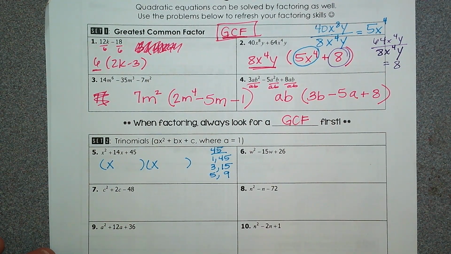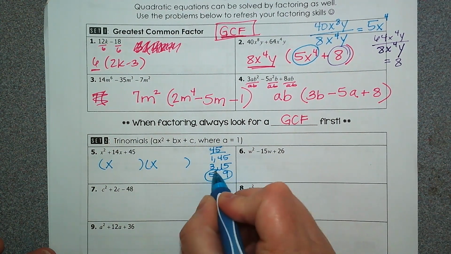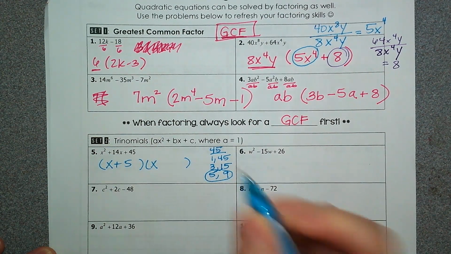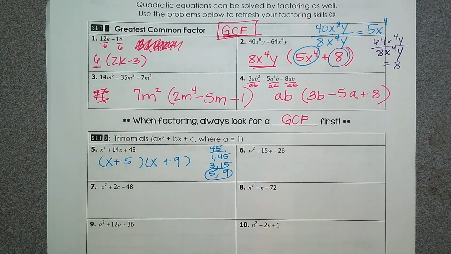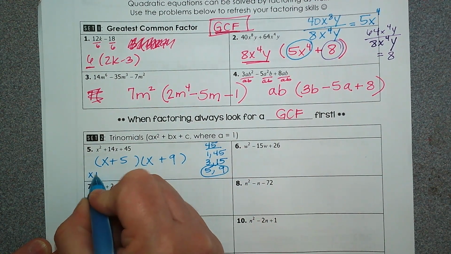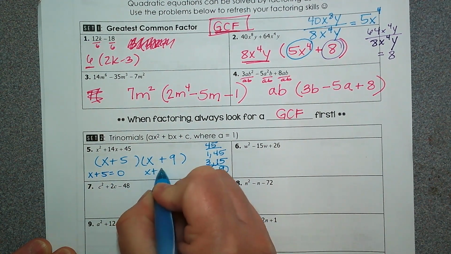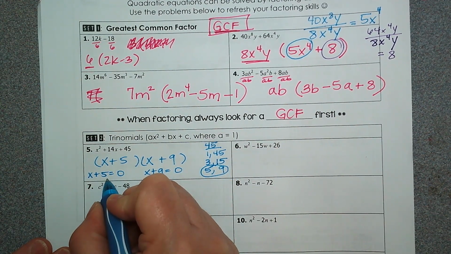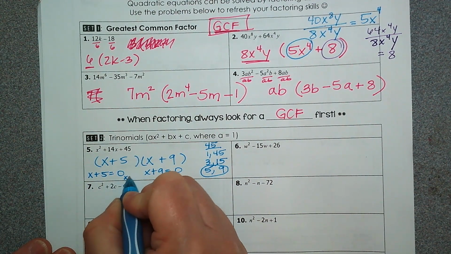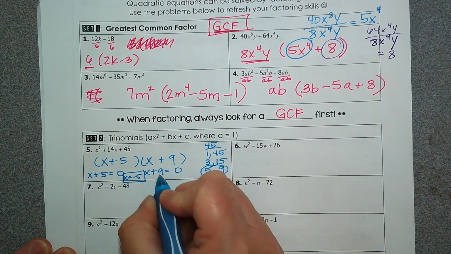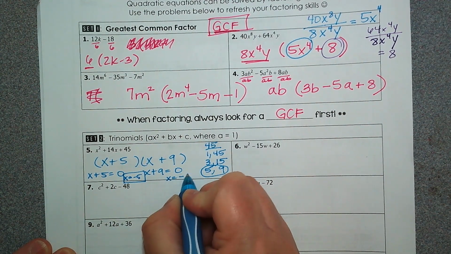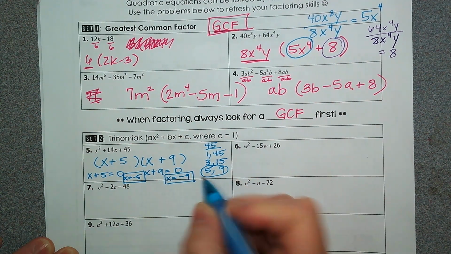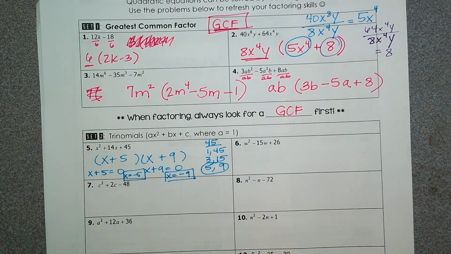9 and 5 will also add to give me 14. So those have to be the factors: plus 5, plus 9. To actually solve and find the solutions, you're going to set them equal to 0 and solve for x. So if I subtract 5, x will be -5. If I subtract 9, x will be -9. The solutions are always the opposite of what's in your parentheses.